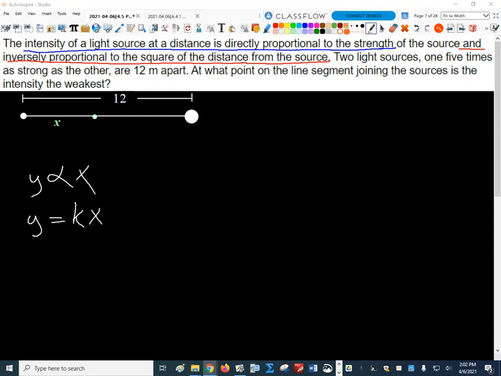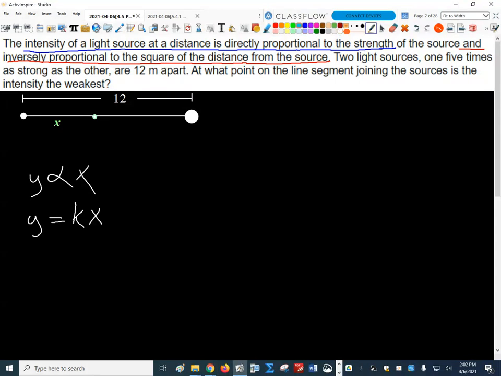Yeah. So a proportionality is always equivalent to a line with a y-intercept of 0, a line through the origin. And the slope of the line is just the constant of proportionality. Okay. So then we've got to say two things here. We've got to say the intensity is proportional to the strength. Okay, well, how could we do that?